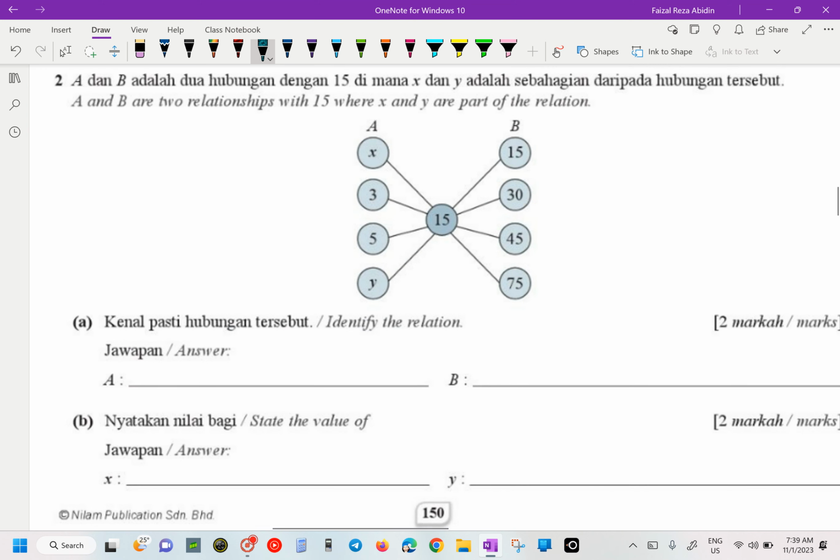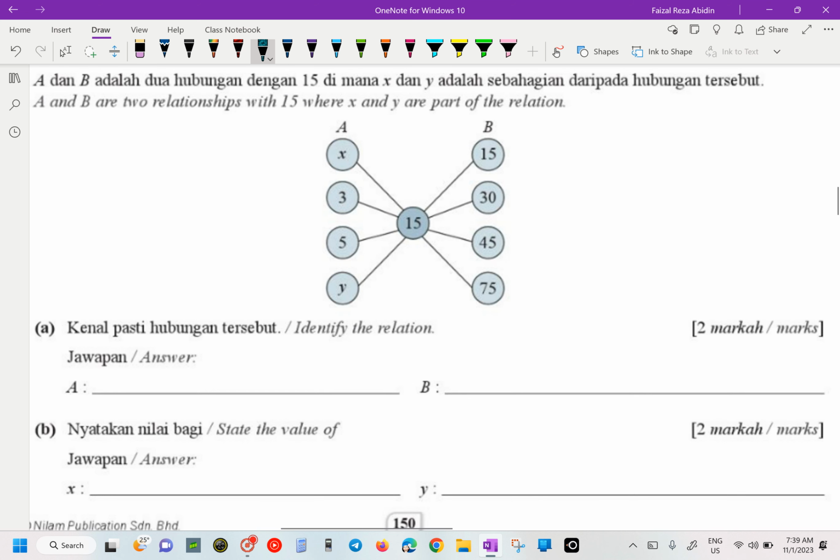Okay, next one. Number two. This is what we have over here. A and B are two relationships with 15, where X and Y are the parts of the relation. Okay, what is the relation we have over here? It is a factor, isn't it? Factor. Okay, so 3 times 5, we get 15. 15 times what to get 15? 1, isn't it? So, obviously, we don't have 1 there. So, we are going to put A here as what? X here can be 1.